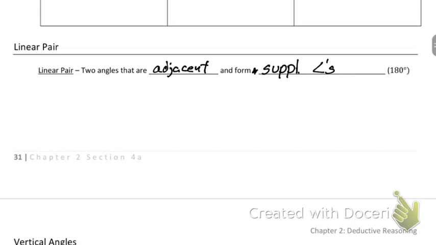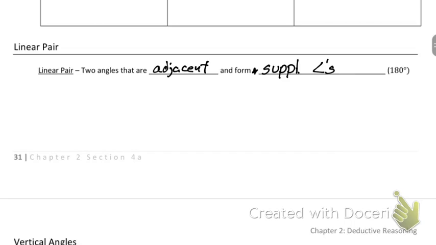They form supplementary angles. And that is my shortcut for angles, rather than having to write angles. Because we're going to write angles a lot, especially when we get to triangles, it's nice just to be able to write that with an S. It speeds things up. Supplementary angles equal 180.